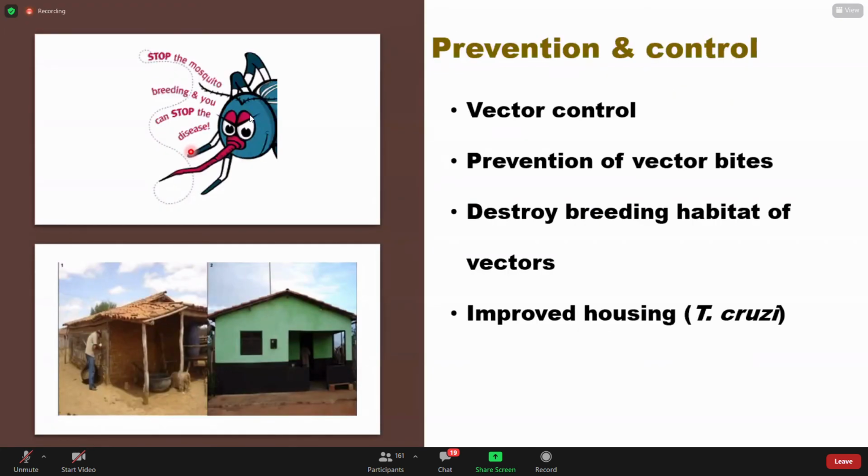Now, how can we prevent and control? All the parasites we have discussed are vector-borne, right? If you control the vector, you prevent infection. With malaria, there was recently this suggestion that they are going to release genetically modified male mosquitoes in one state in the US. And there were a lot of people complaining it's unethical and things like that.